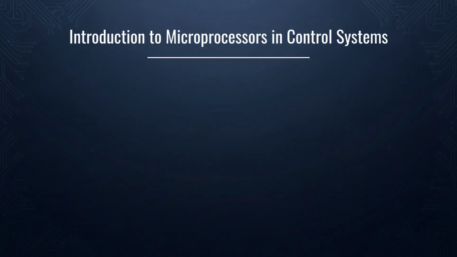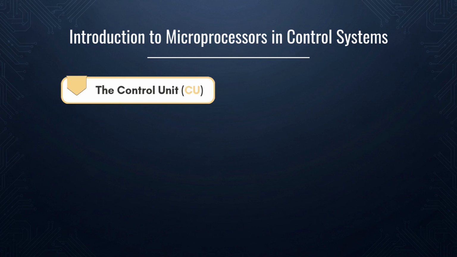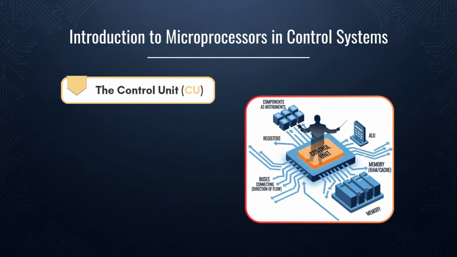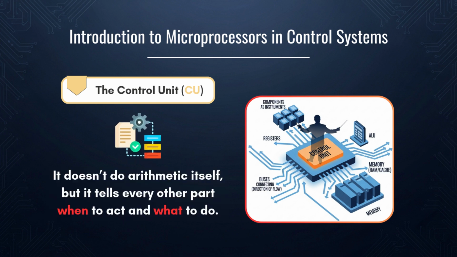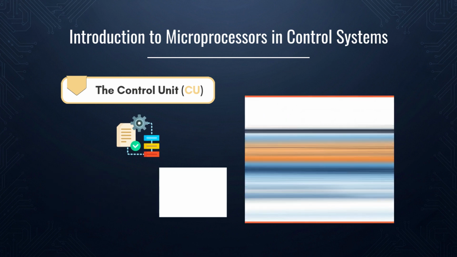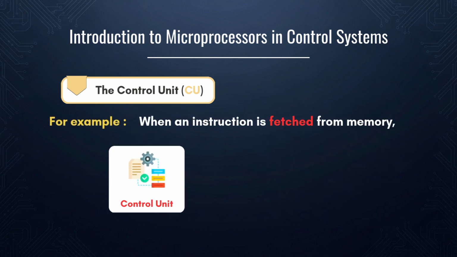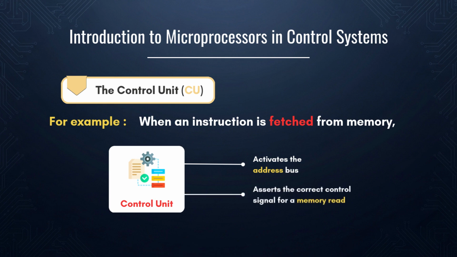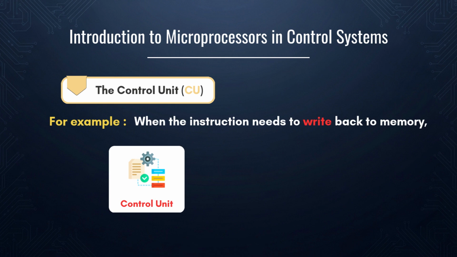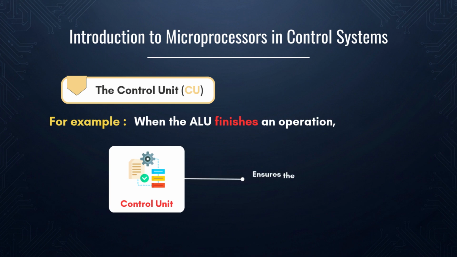And now we reach the control unit. The control unit is the conductor of the orchestra. It doesn't do arithmetic itself, but it tells every other part when to act and what to do. For example, when an instruction is fetched from memory, the control unit activates the address bus and asserts the correct control signal for a memory read. When the instruction needs to write back to memory, it activates the write signal. When the ALU finishes an operation, the control unit ensures the result is stored in the right place.